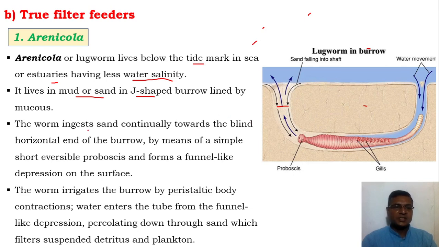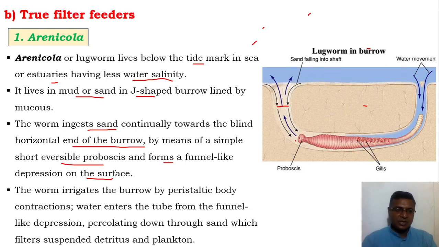The worm ingests the sand continually toward the blind horizontal end of the burrow by means of the simple short, non-reversible proboscis, and forms a funnel-like depression on the surface here. This is the proboscis, the head region somewhat extended in the form of the proboscis. With the help of the proboscis, they form the continuous J-shaped tunnel here.